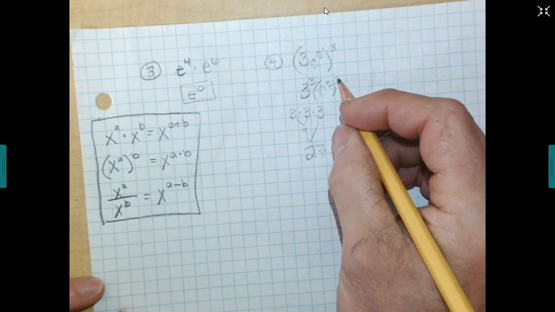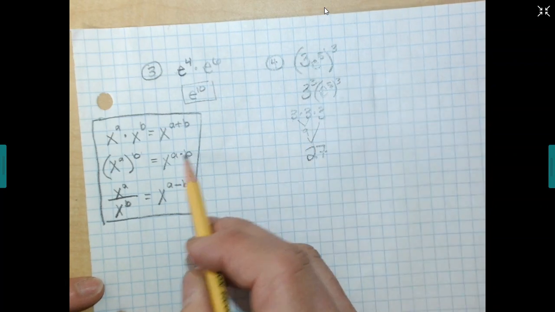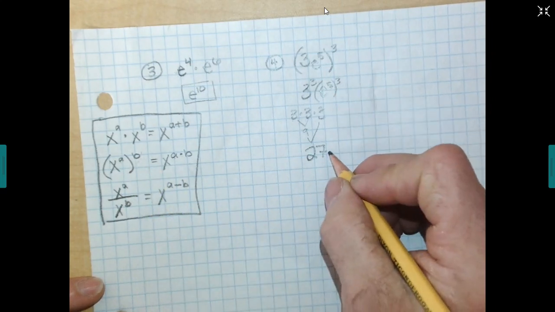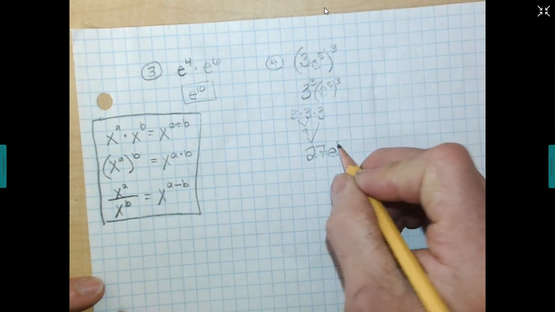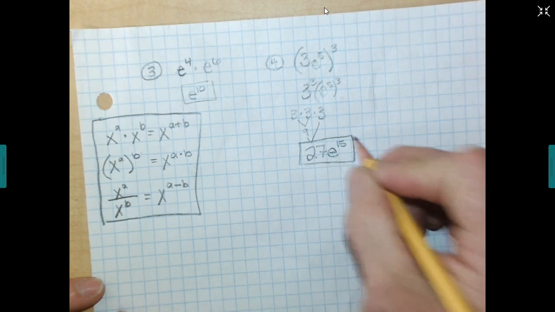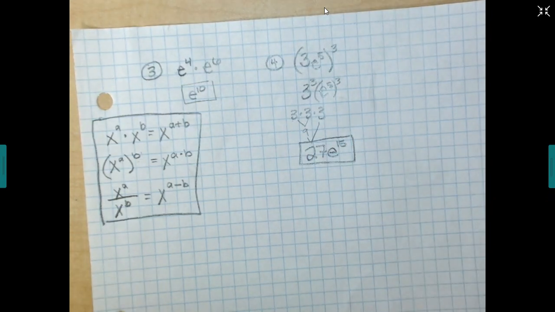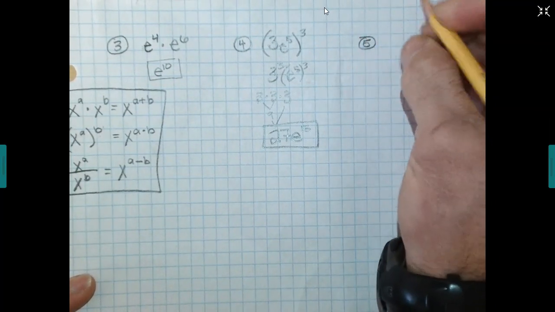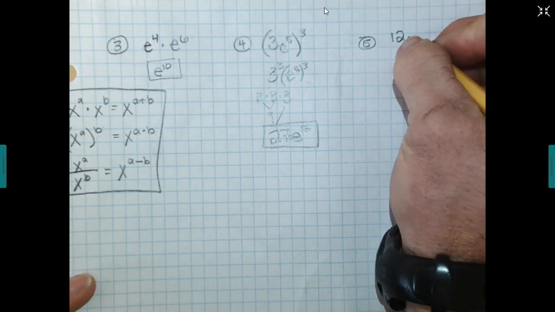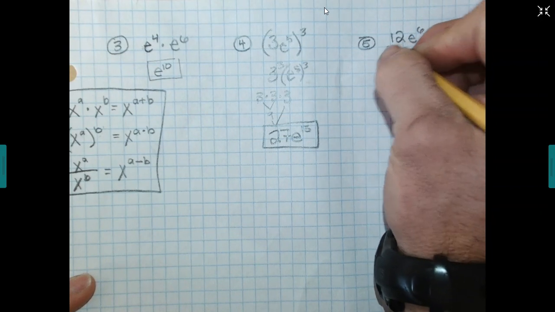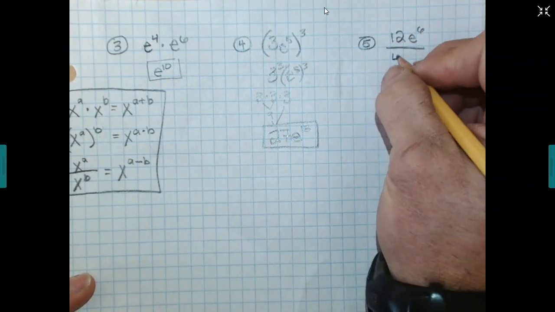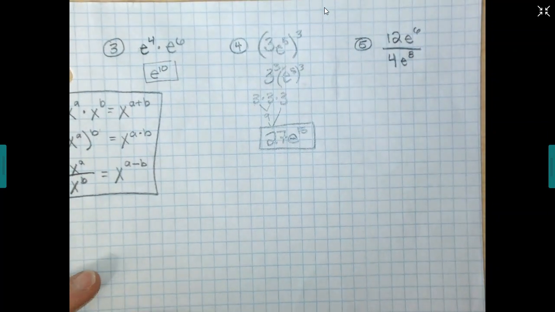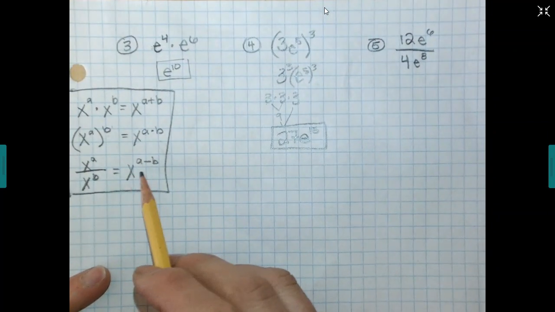E to the 5th to the 3rd. Well, a times b, right? Because it's an exponent to an exponent. So we have e to the 15th. 27e to the 15th. And last, I'll say least, would be 12e to the 6th over 4e to the 8th. Well, now, if you look over here, we've got subtraction.